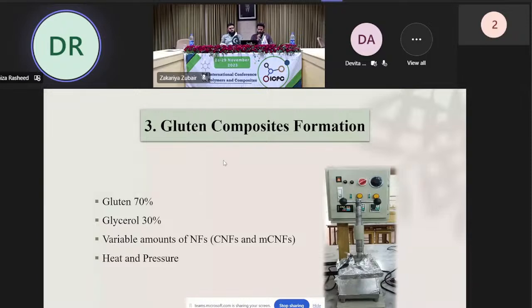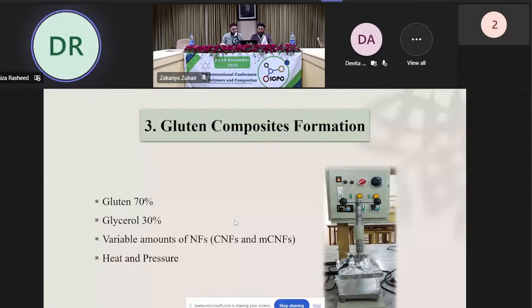This is the compression molding instrument that we had tailor manufactured for our lab, and we did the film formation with this equipment. We used 70% gluten proteins, 30% glycerol, and then we used variable amounts of nanofibers, both cellulose nanofibers and modified cellulose nanofibers. We used 5%, 10%, and 15% of these fibers in the composite formation, and they underwent heat and pressure for the manufacturing into film.